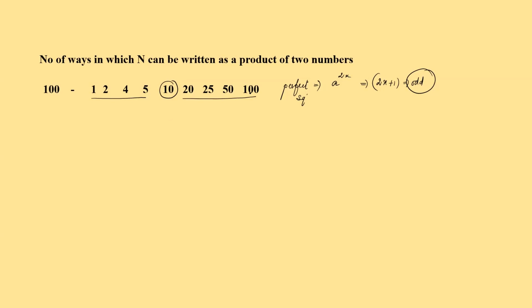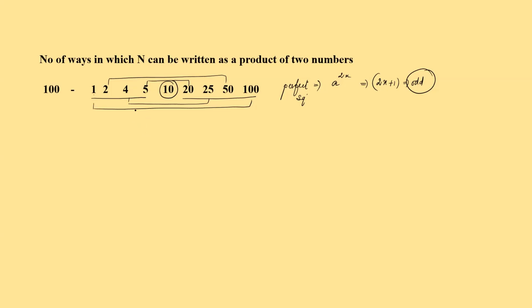Okay, now let's come to the question. What is the number of ways in which n can be written as a product of two numbers? So first, this 100. How can we write it as a product of two numbers? I can write it as 1 into 100, 2 into 50, 4 into 25, 5 into 20, and then finally 10 into 10. There are going to be a total of 5 ways.